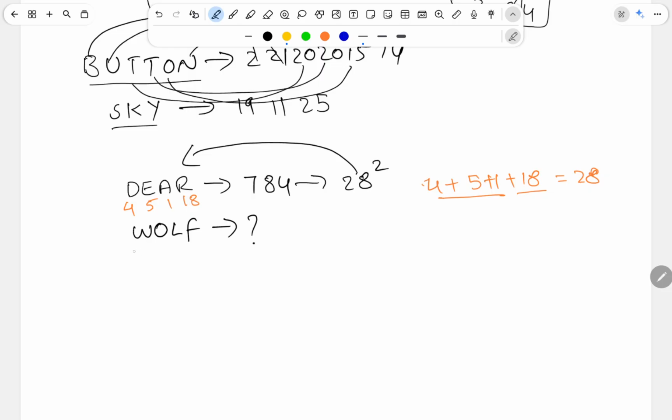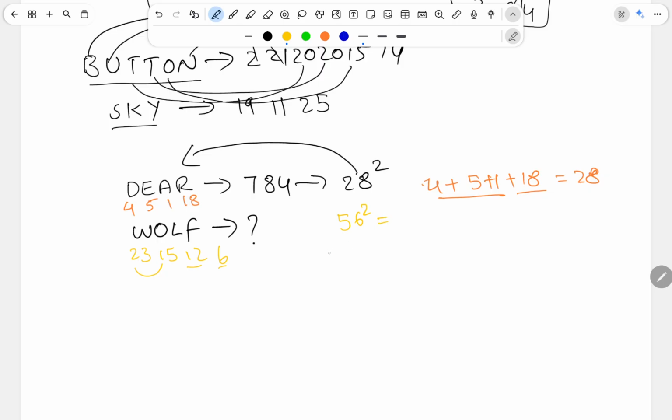Now wolf: W is 23, O is 15, L is 12, F is 6. Add all this. 23 plus 15, 38. Plus 12, 50. Plus 6, 56. So 56 square is equal to, see, again I can give you shortcuts.